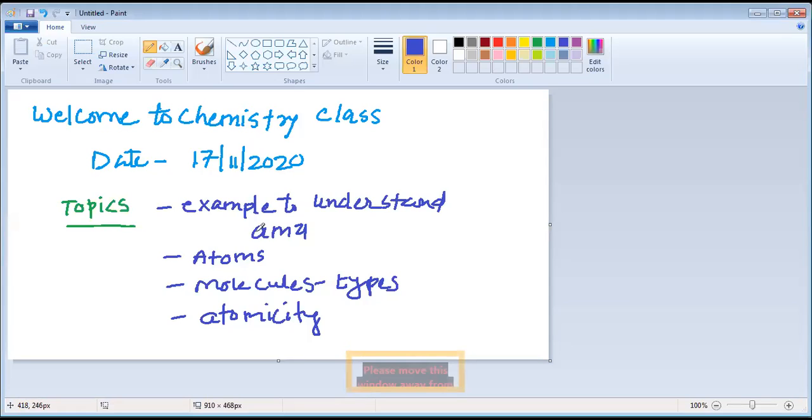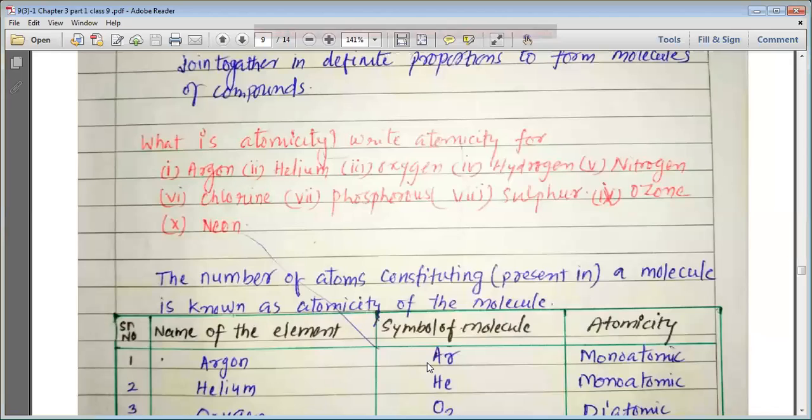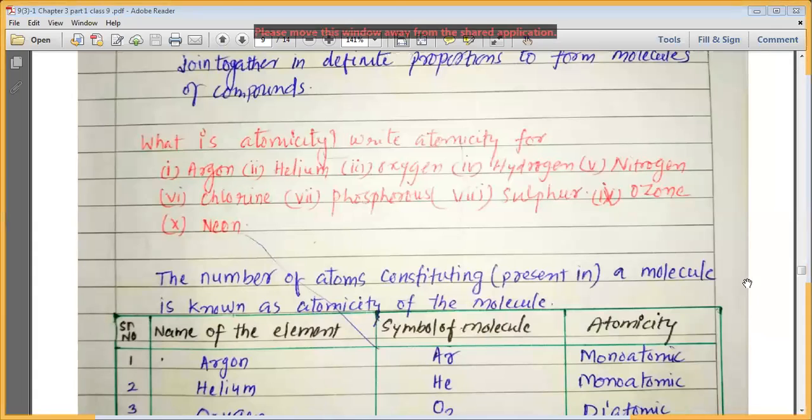We may study today the example to understand the atomic mass units. We may even study about the atoms and molecules today. We may study about the various types of molecules, and we may study about the atomicity of the molecule. So now let's start studying the various topics. I hope you have on your screen the screen that I have shared.